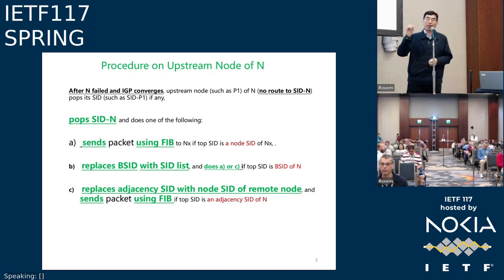After IGP convergence on the failure, the upstream node just pops the node SID of the failed node, which is SID N, and then does one of the following. If the top SID is a binding SID, we replace the binding SID with a SID list. If the top SID is a node SID, we just do the forwarding using the forwarding table. After replacing the binding SID with a SID list, we also determine whether the top SID is a node SID. If it is a node SID, we just forward using the forwarding table. If it's the adjacency SID of the failed node, in this case we need to replace the adjacency SID with the node SID of the remote node of the adjacency, and then do the forwarding using the forwarding table. We can see those procedures are also simple.